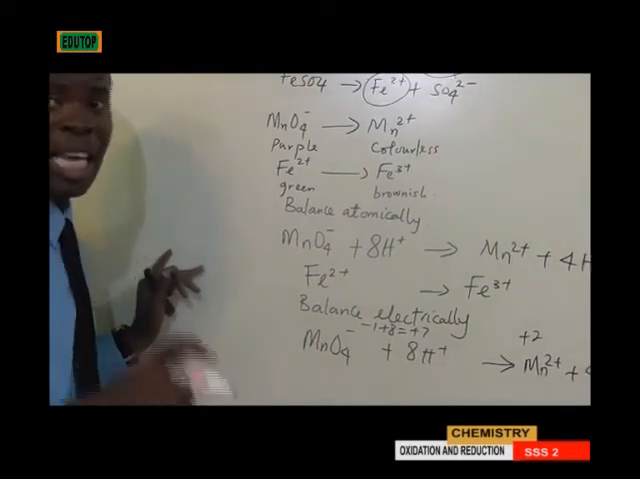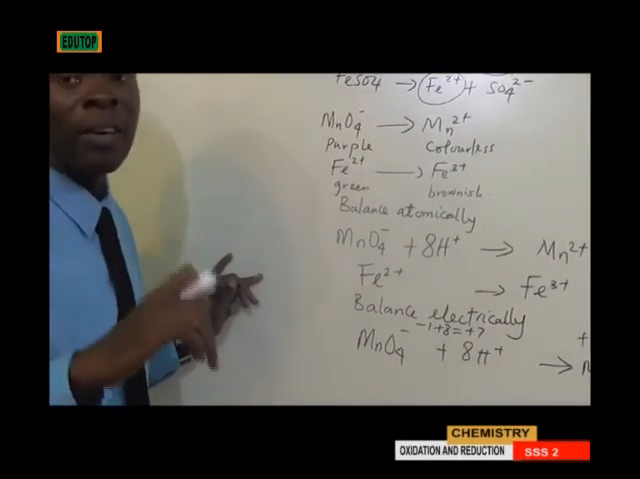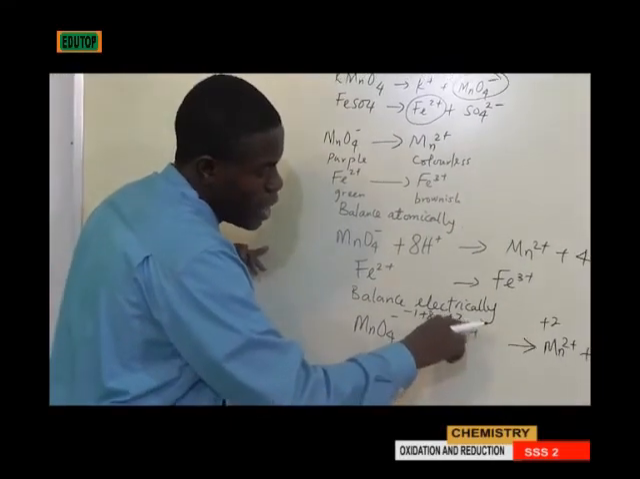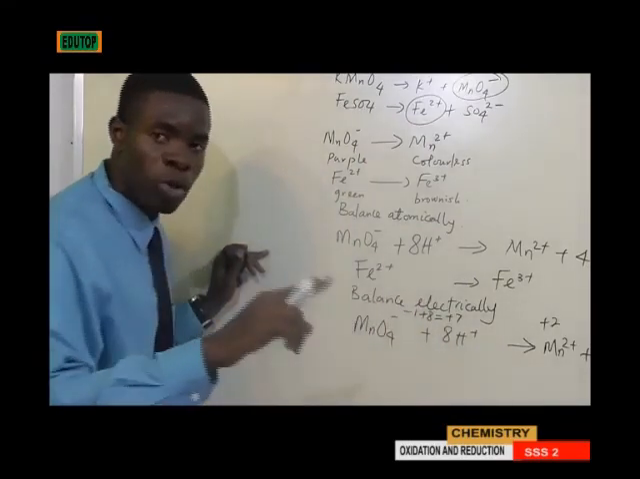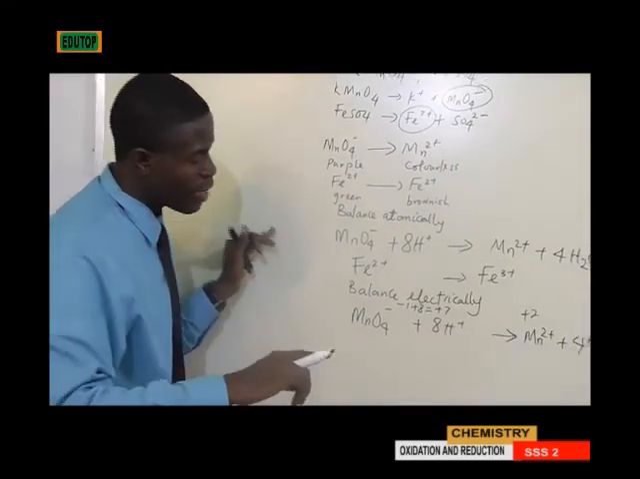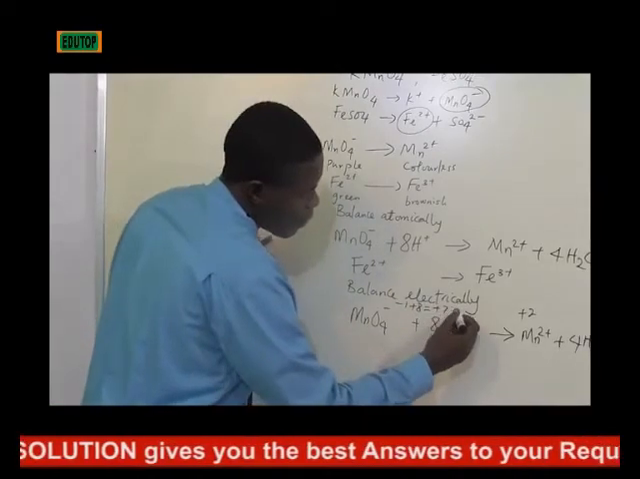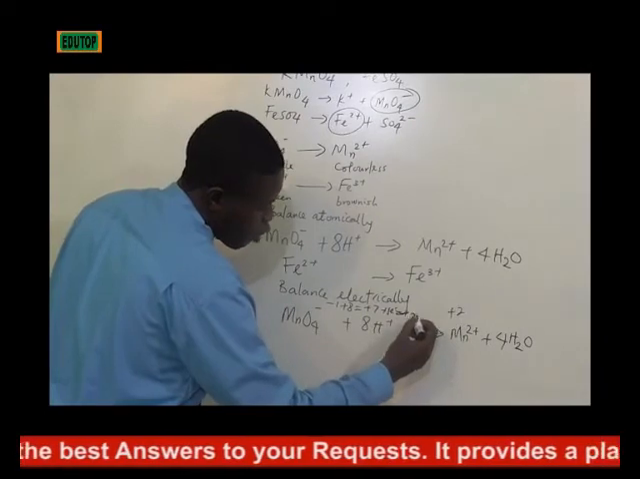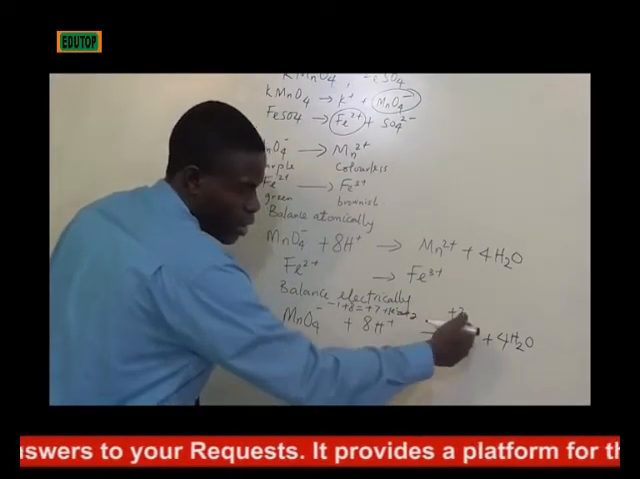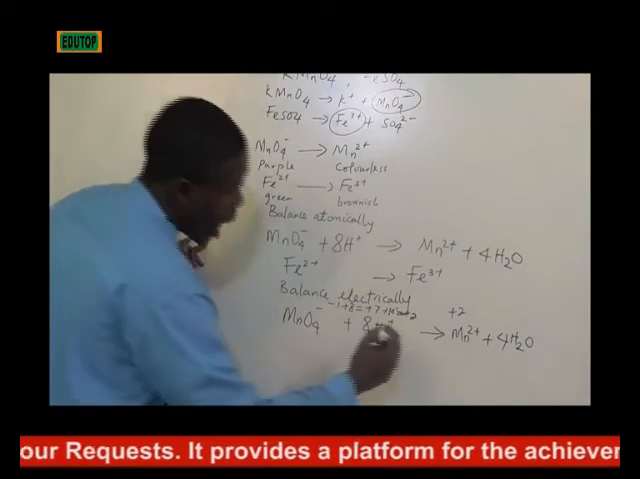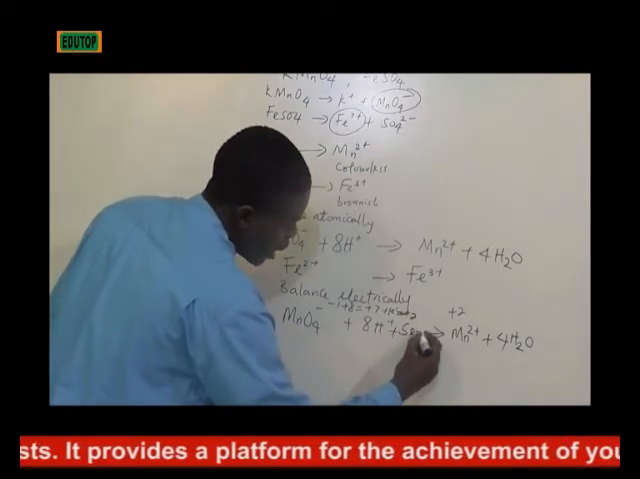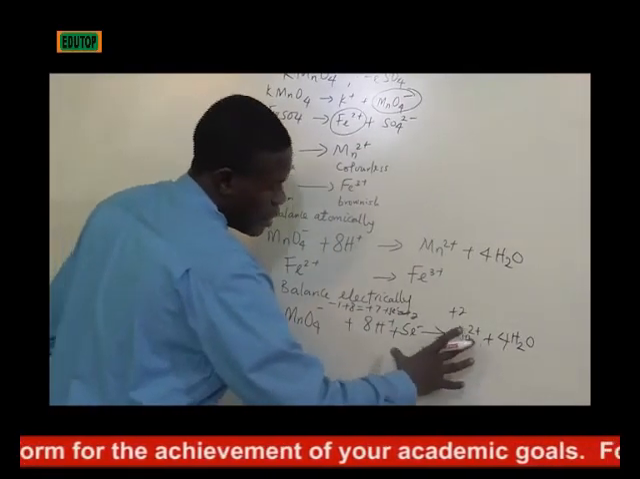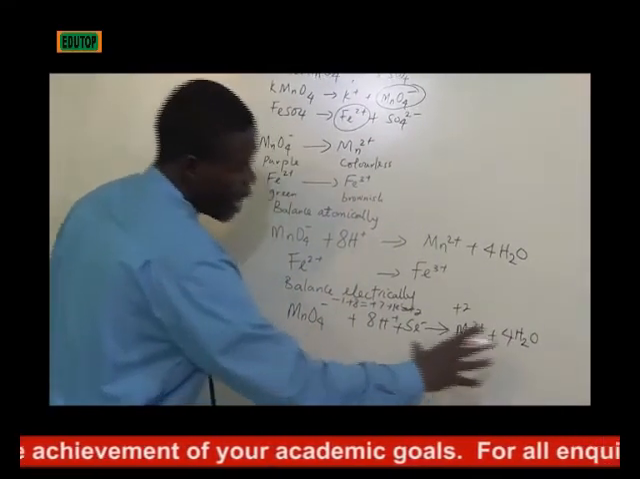And since we all know that an electron carries a negative charge, that means to balance electrically here, we need to add 5 moles of electrons to the left hand side of the equation. When we have 5 electrons on the left hand side, you have an overall charge of +2, and that is equivalent to the right hand side. So when we have 5 electrons here, the equation is balanced electrically.